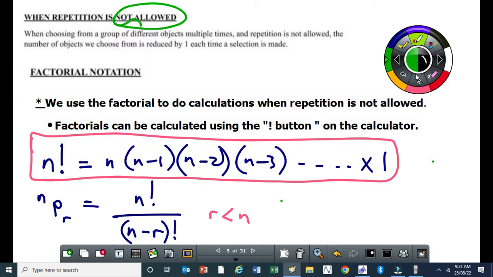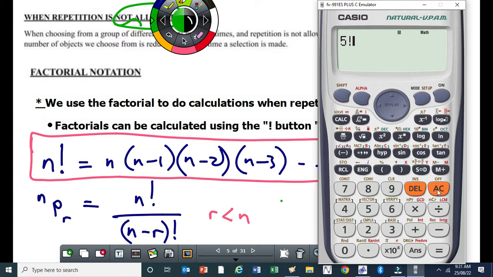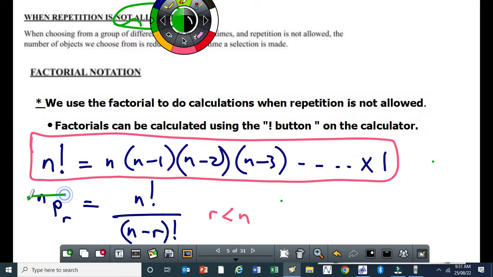Alright? Now, there is also another option on your calculator, but you might not use this, but you can use it. It's for permutations. Permutations are just arrangements of objects in a specific order.